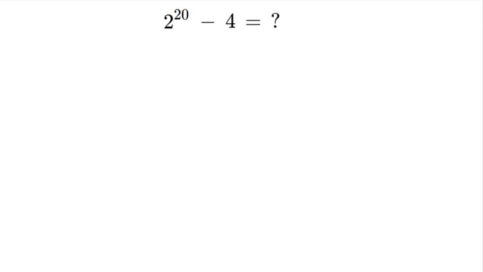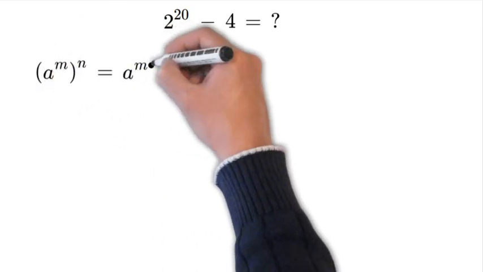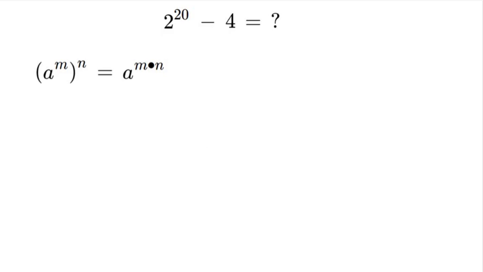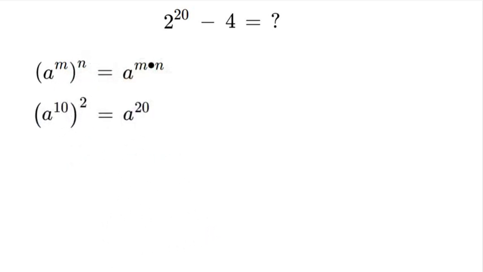Now the first step is we need to rewrite this so it is more manageable. We can take the multiplication properties of powers to rewrite 2 to the power of 20. We're going to use this in reverse and factor out the exponent. For example, a to the power of 10, to the power of 2, is equal to a to the power of 20. We're going to do that same thing, except with 2.